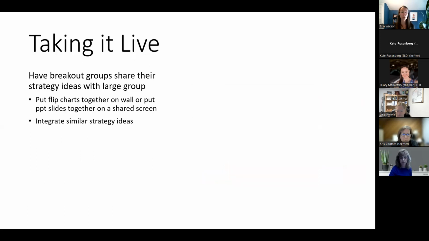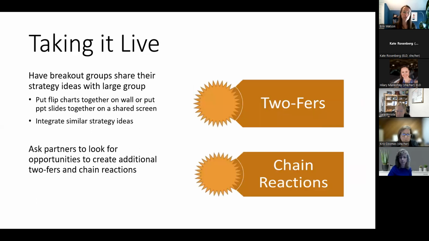Then you could have those breakout groups share their ideas with the rest of the group, put all the flip charts on a wall, or put the PowerPoint slides together, have the group integrate similar strategy ideas if there are any, and have them look for additional twofers and additional chain reactions. And again, you can be taking live notes in this conversation to be adjusting, expanding the strategies, but you're basically allowing people to look at a range of strategies that can address multiple things.